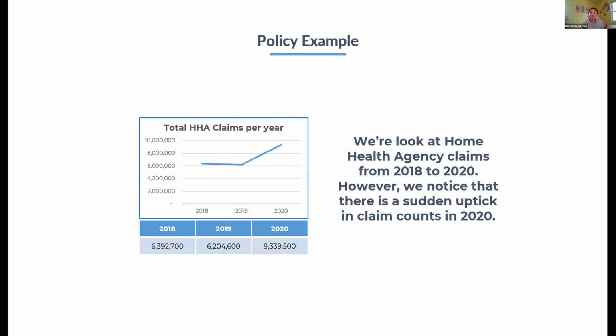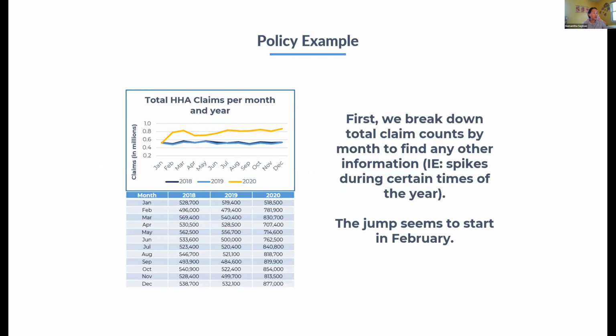So our policy example for today, we're looking at home health agency claims from 2018 to 2020. And we notice here that there is a sudden uptick in claim counts in 2020. So first thing, we're going to do that consistency piece again and see like maybe it's a monthly thing. So we broke it down by month and year to see if we can find any additional information. And the yellow line is the total home health claims per month and year. And we see that the jump starts in February 2020.